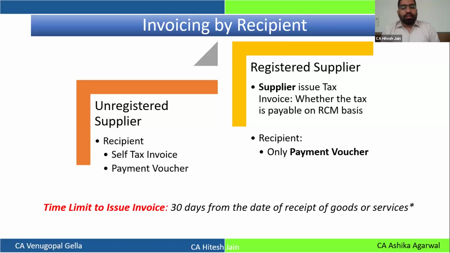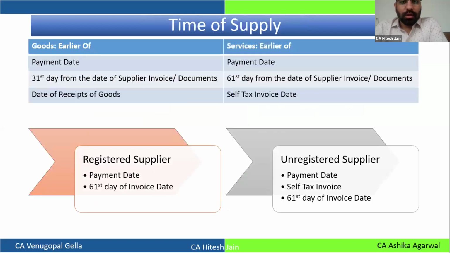This 30-day time limit has been recently introduced in the GST law via the insertion of Rule 47A in the CGST Rules, and it has come into effect from 1st November 2024. So post 1st November 2024, if you are not issuing the self-invoice within 30 days, then you are liable for penal consequences under the GST law.